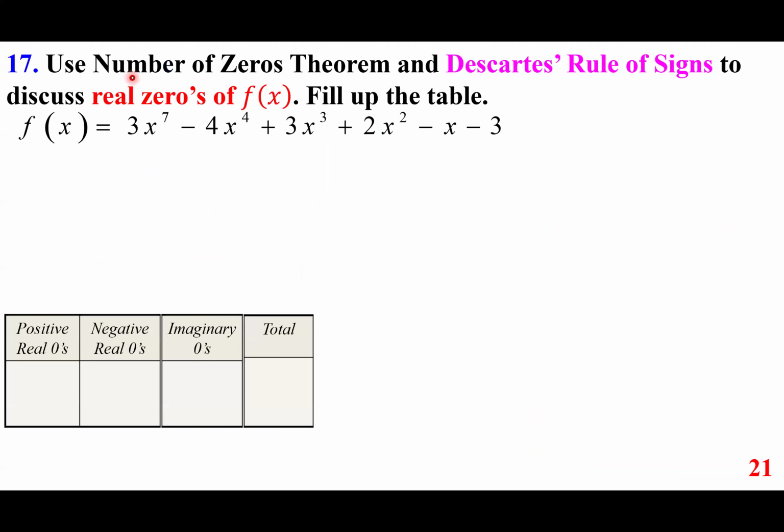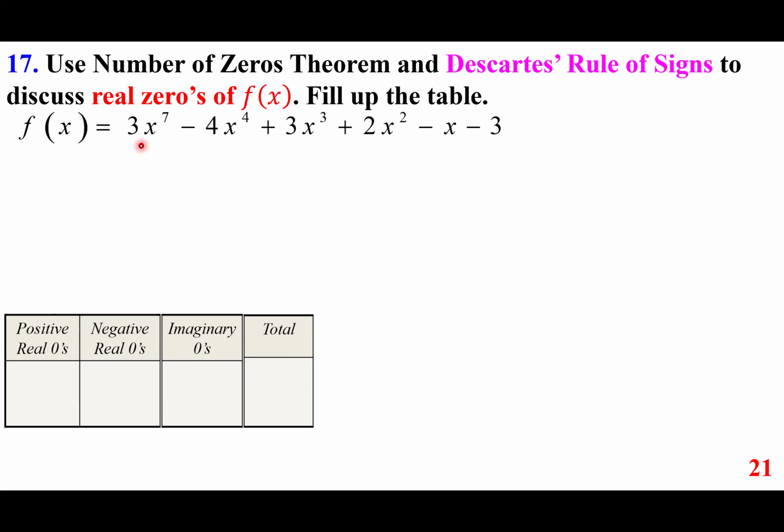Use the number of zeros theorem and Descartes' rule of signs to discuss real zeros of f of x. Fill up the table. F of x is given as 3x to the power of 7 minus 4x to the power of 4 plus 3x cubed plus 2x squared minus x minus 3. So a couple of things that are obvious. Obviously, this is in descending order.